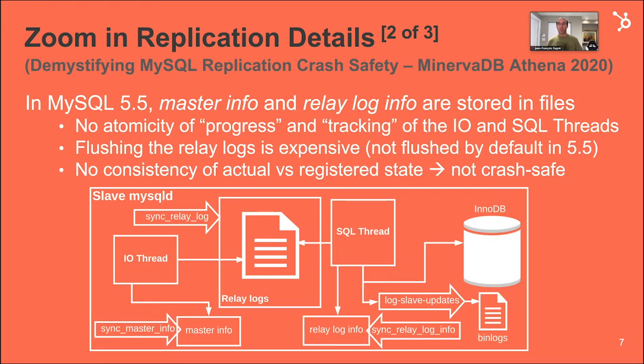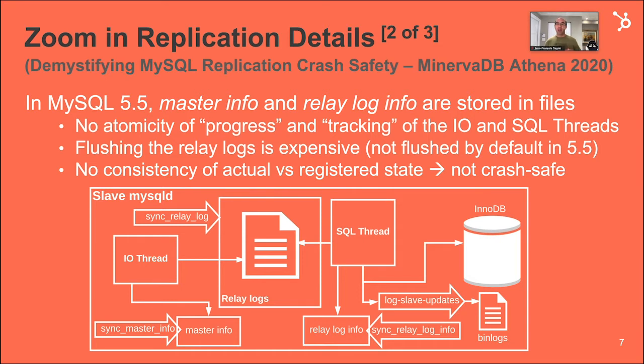So in MySQL 5.5, master info and relay log info are stored in files. In the diagram here, we can see at the bottom on the left master info and on the right relay log info. Those are files. So when the SQL thread is making progress, applying a transaction, it commits it in InnoDB and then it writes it to the file, but there's no way to make this atomic. So the SQL thread is not able to make progress and track its state in an atomic way. Same thing for the IO thread: appending some transactions in the relay log and writing into master info is not possible to do at the same time.